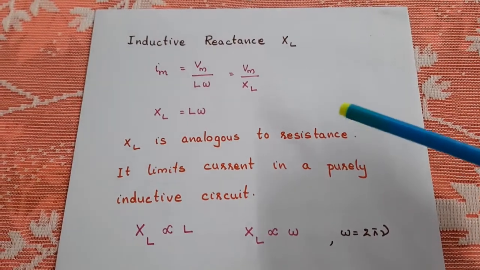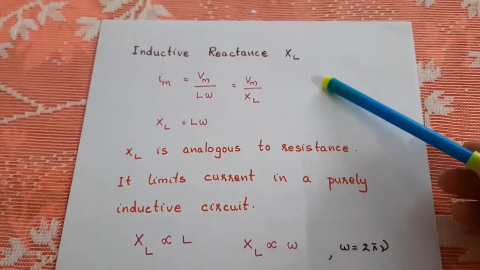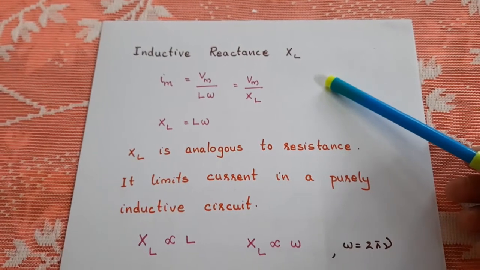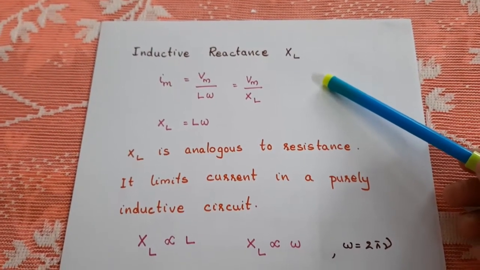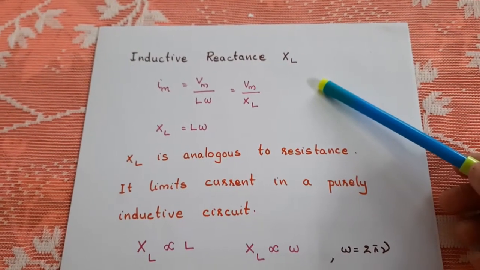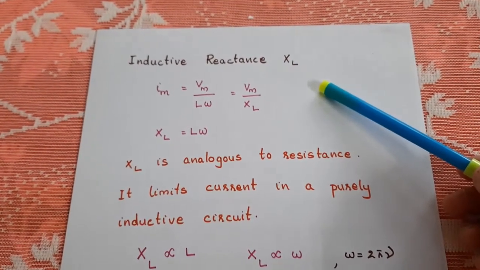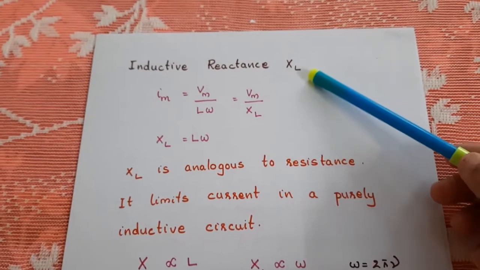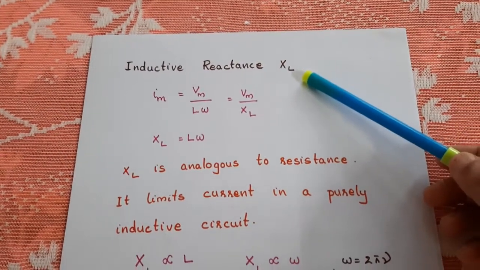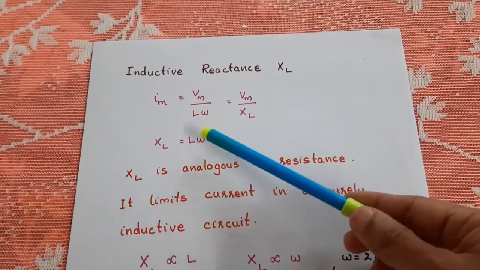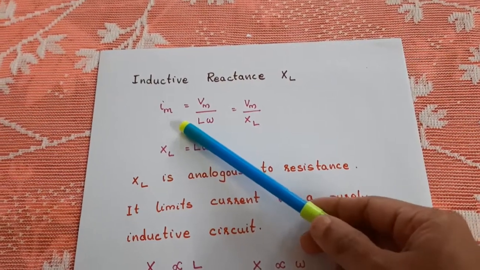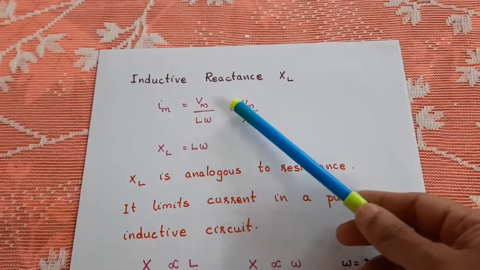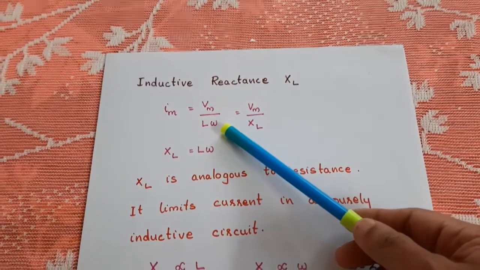In this class, let us learn inductive reactance. It is the resistance offered by an inductor to the flow of current. It is denoted by XL. In a purely inductive circuit, the current amplitude Im is equal to the voltage amplitude Vm divided by L omega.